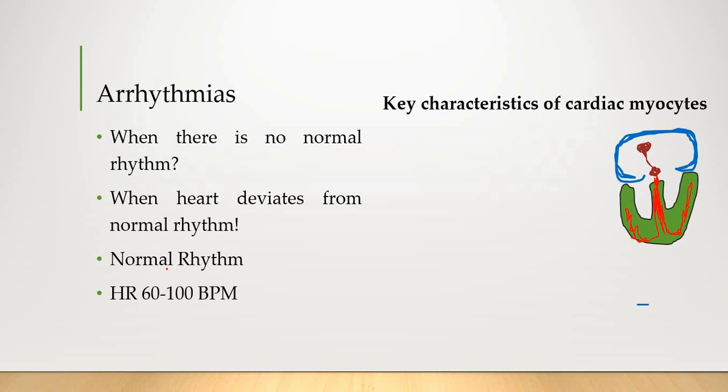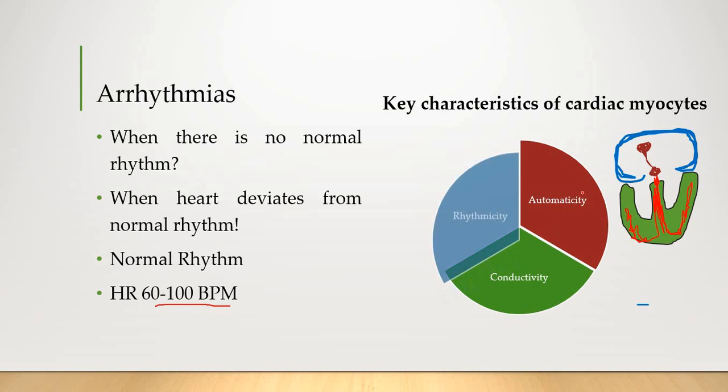Now, what is the normal rhythm? The normal rhythm is that the human heart usually beats between 60 to 100 beats per minute, and you can say that this is normal rhythm. There are certain key characteristics of cardiac myocytes, and you know that there is automaticity, rhythmicity, and conductivity.